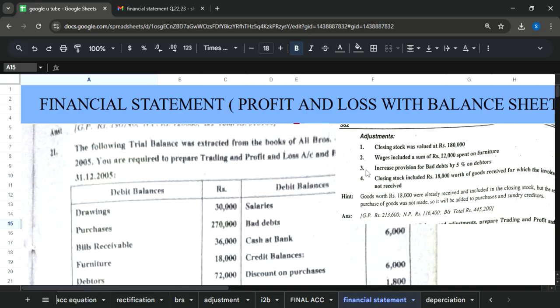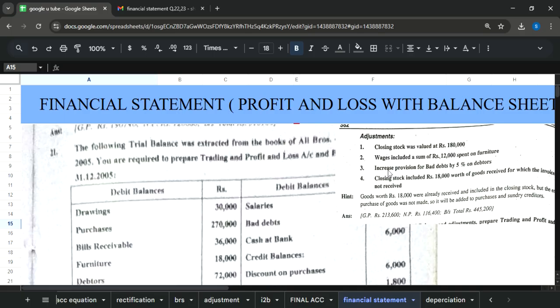Now we will go for the third adjustment: increase provision for bad debts by 5%. Now I am requesting you to please underline this word. This is an adjustment which has been included in a question for the very first time. So please underline this word, increase.